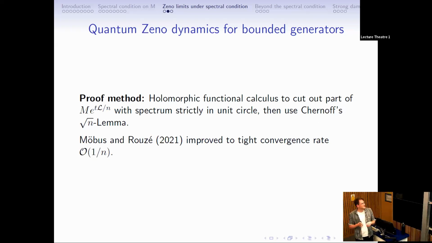Now there is actually an improvement of that result by Möbius and Rousset, by Cambus, and they proved tight convergence. People expected from the finite dimensional setup that under the spectral condition, at least we should get convergence 1 over n, and this was shown by basically improving the Chernoff lemma. So that's what they did.